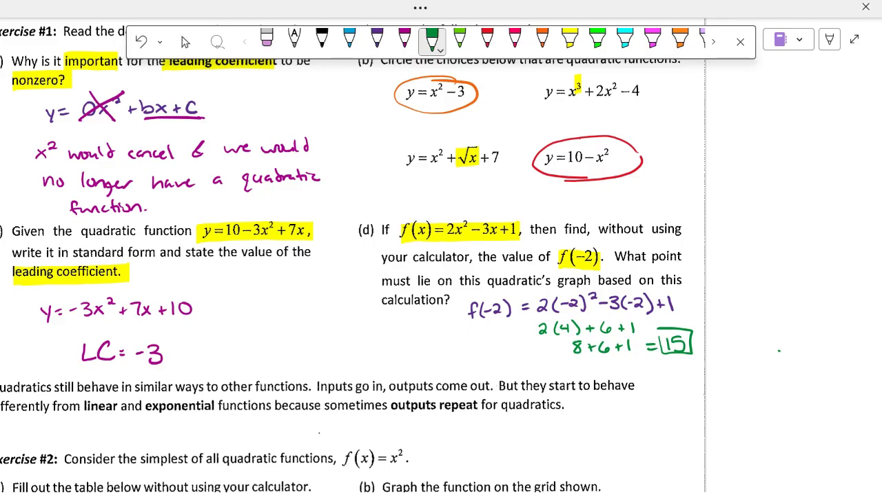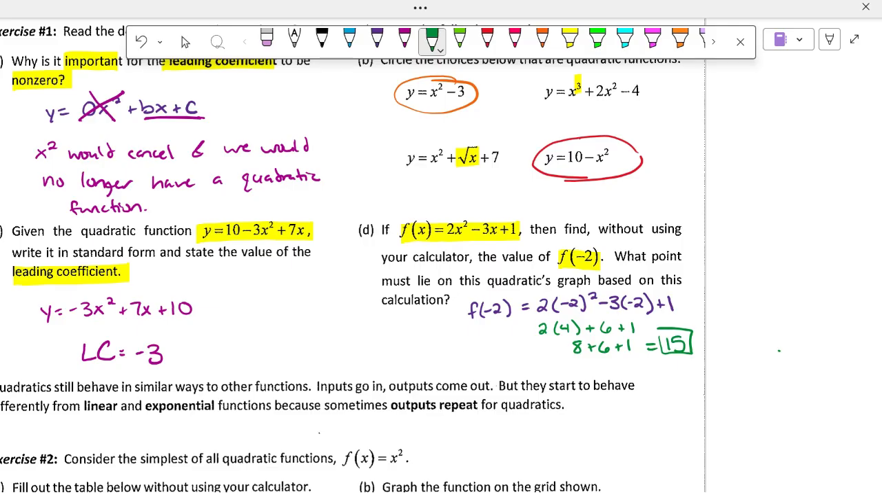All right. So the correct answer is 15. So make sure that you only square the -2. So that'll give you 4. Remember, it's positive. 2 times 4, which is 8. -3 times -2 is 6. 8 plus 6 is 14, plus 1 is 15.